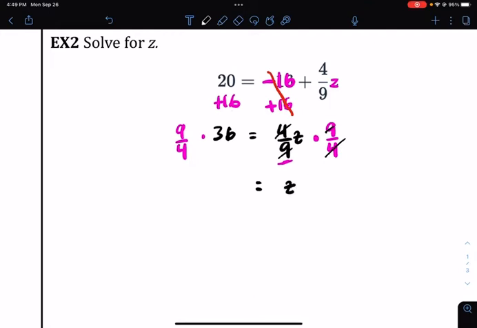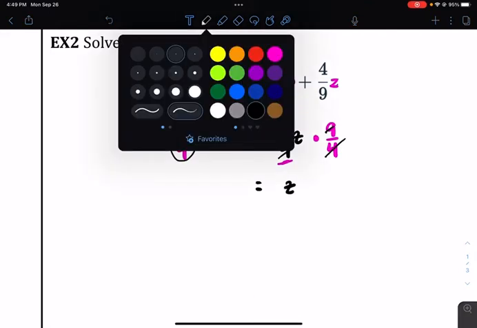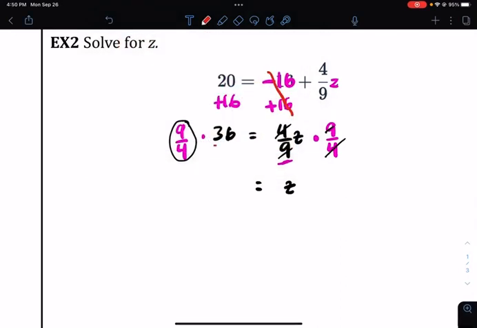And when you multiply a fraction with a whole number, so just put over 1, 9 times 36 over 4 times 1, right? 9 times 36 over 4 times 1. That gives you 9 times 36, put in the calculator, over 4. This gives you 81. So that's your answer.